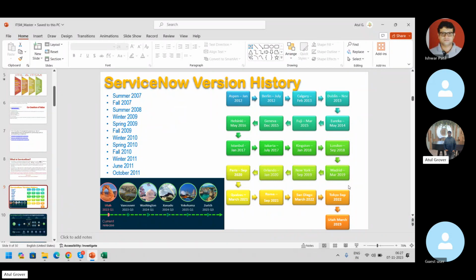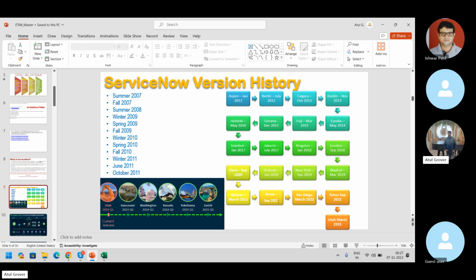And this is what makes ServiceNow consistent. If you notice, Aspen, Berlin, Calgary, Dublin, Eureka. Almost every year they have 2 releases. Then Fuji, Geneva, they have two. But in 2016, only 1 release was there. And after that, they made a habit. January, July or September, March, September, January, September, March, September.